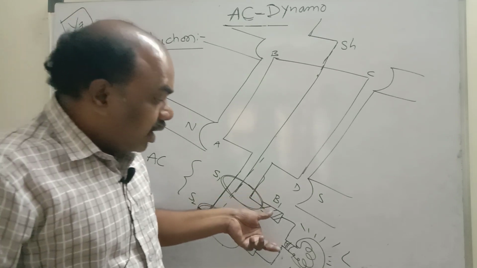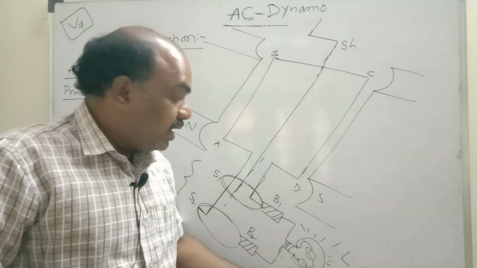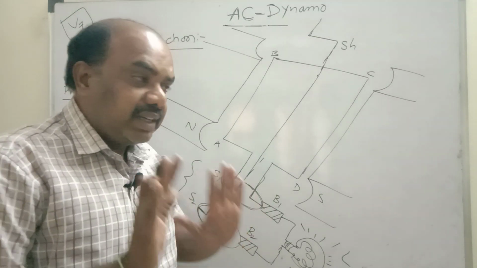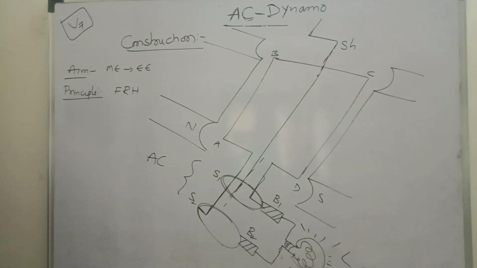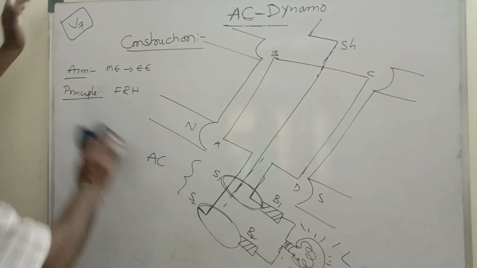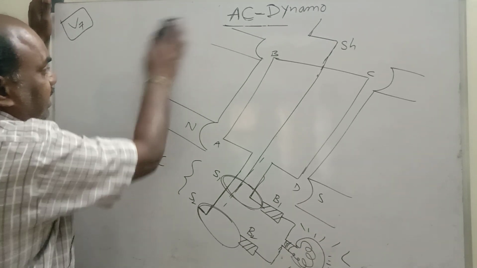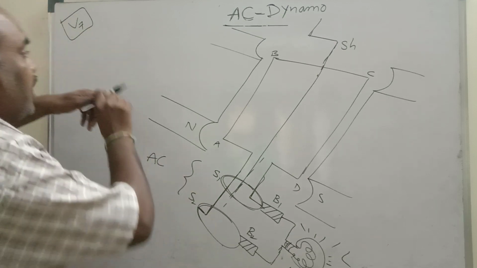The two ends of the carbon brushes are connected to the load resistor, a bulb. This is the construction. Understand, children? Just copy the diagram. I will tell you the working. Right, okay? Completed? Right, next. Working we will see: how this AC dynamo works.